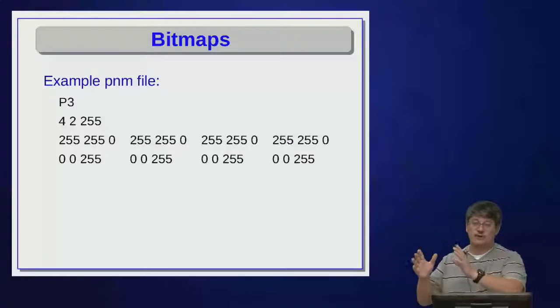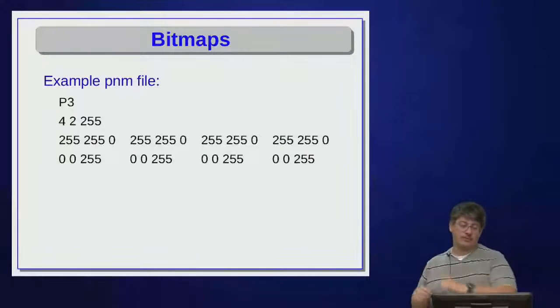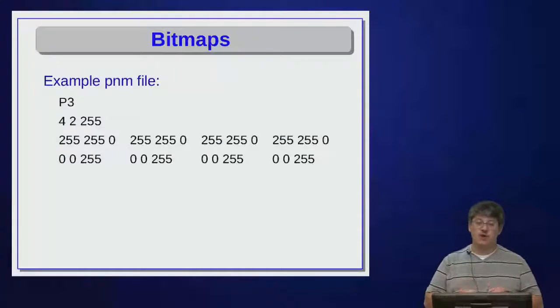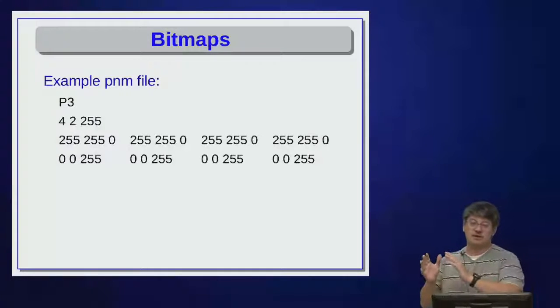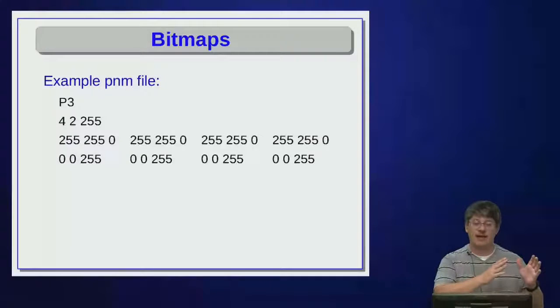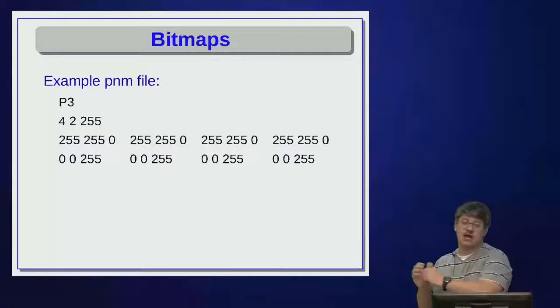Red, green, blue, red, green, blue, red, green, blue, red, green, blue. So if you look at the first row, all 4 of the pixels have the pattern 255, 255, 0. That means we have the maximum amount of red, the maximum amount of green, and we have no blue. So if I mix red with green on the computer, I get yellow. So I've got 4 yellow pixels in the top row.